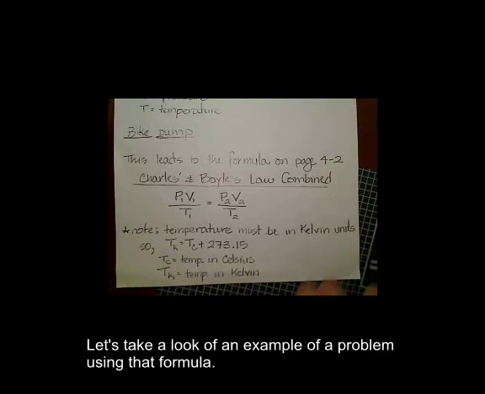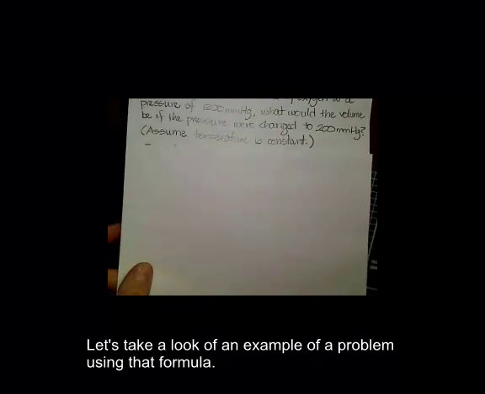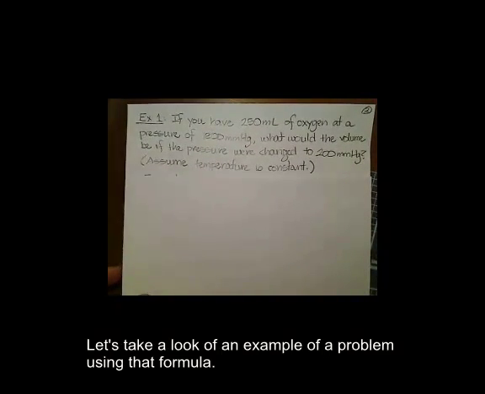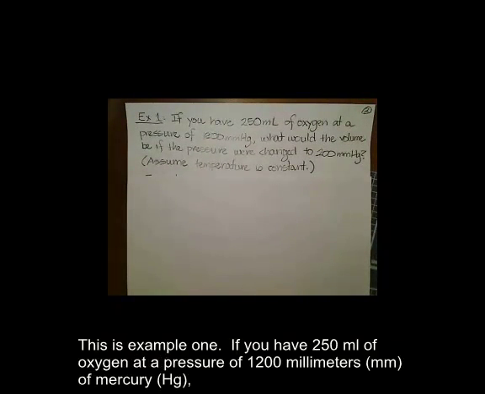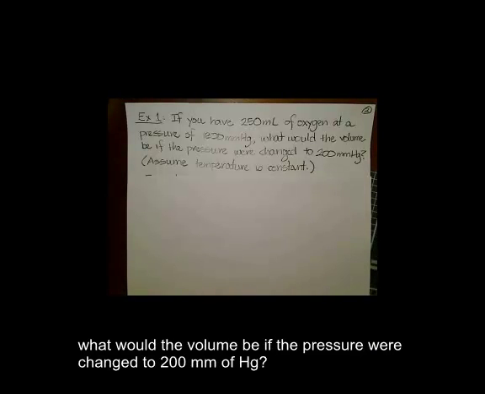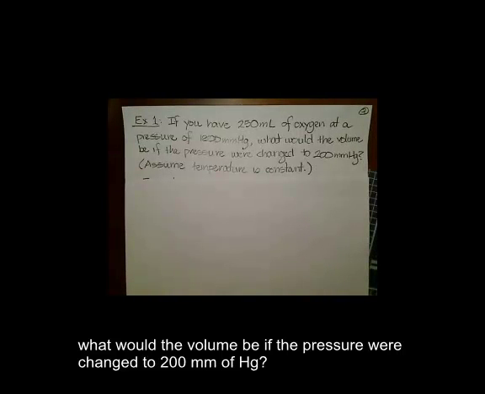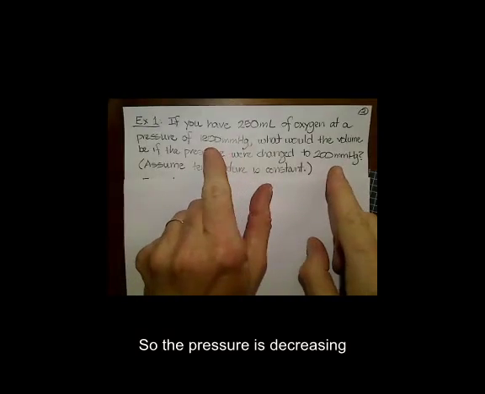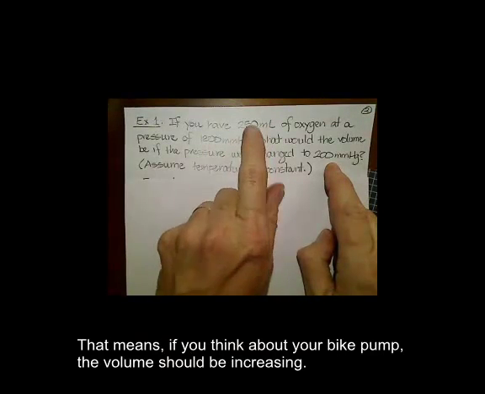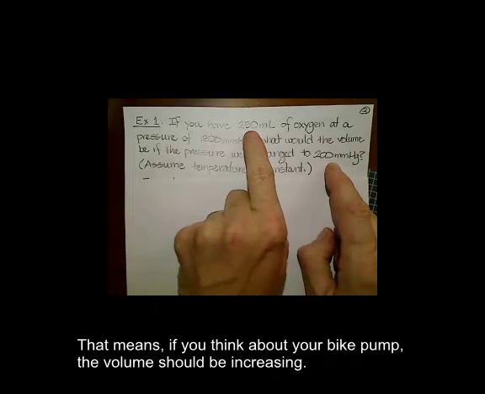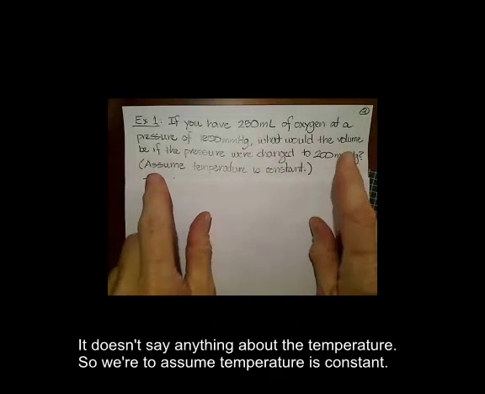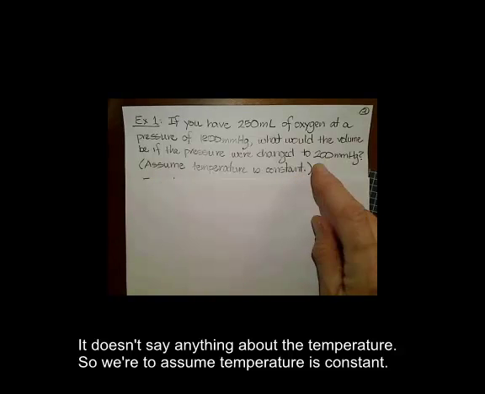Let's take a look at an example of a problem using that formula. So this is example 1. If you have 250 milliliters of oxygen at a pressure of 1200 millimeters of mercury, what would the volume be if the pressure were changed to 200 millimeters of mercury? So the pressure is decreasing. That means if you think about your bike pump, the volume should be increasing. It doesn't say anything about temperature, so we're to assume temperature is constant.